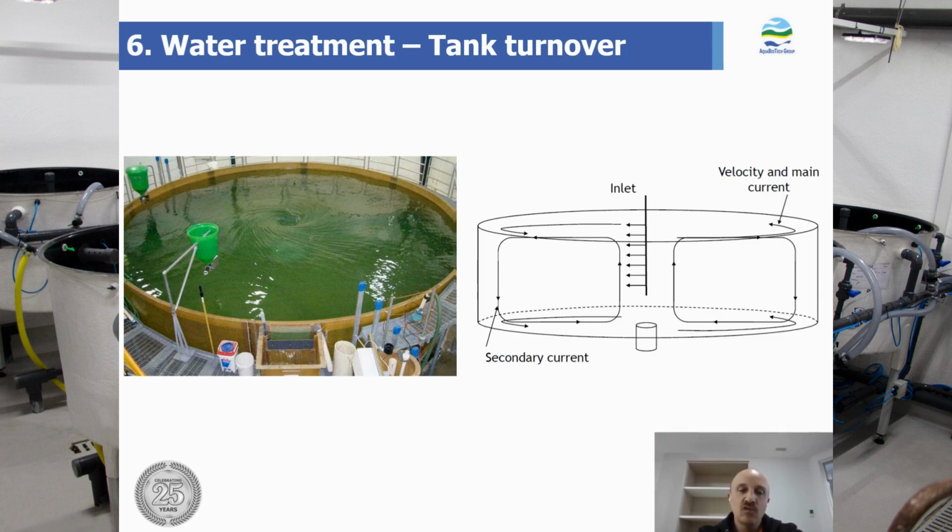Now, this tank turnover also affects the water velocity in the tank, and therefore fish distribution in the tank, solid distribution, and solid removal in the tanks.